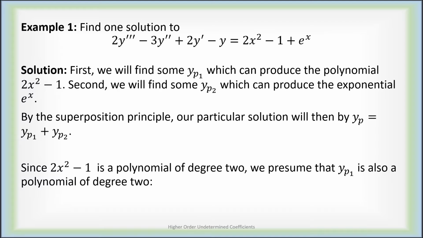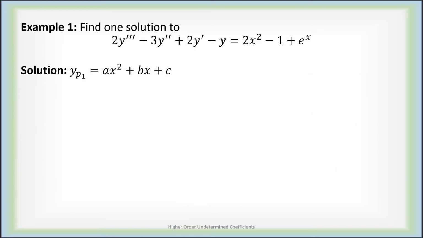Now 2x squared minus 1 is a polynomial of degree 2, so we're going to presume that yp1 is also a polynomial of degree 2 with undetermined coefficients, ax squared plus bx plus c. So if we presume that yp1 is a degree 2 polynomial with undetermined coefficients, we start computing derivatives: yp1 prime, double prime, triple prime. So here are the first, second, and third derivatives of our degree 2 polynomial with undetermined coefficients.